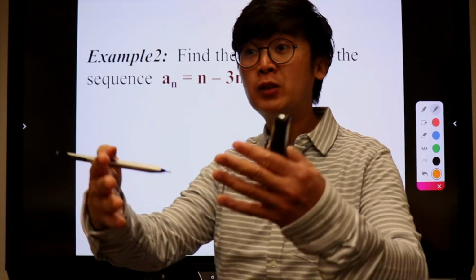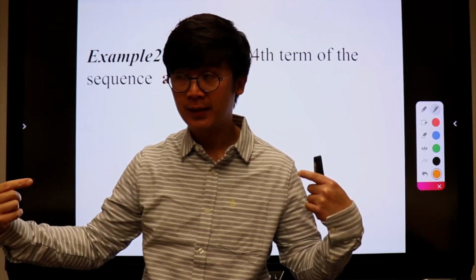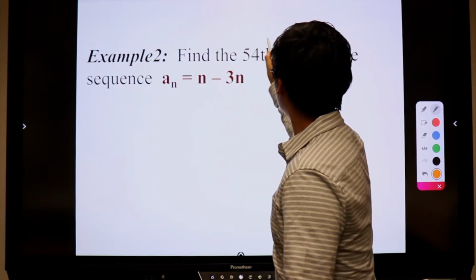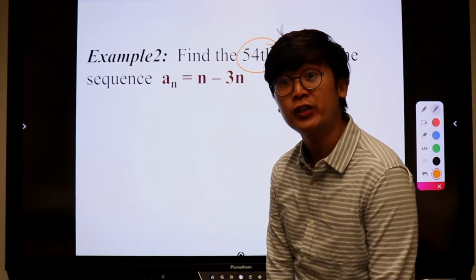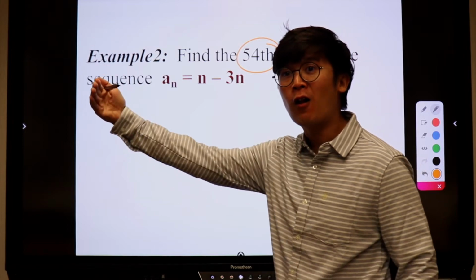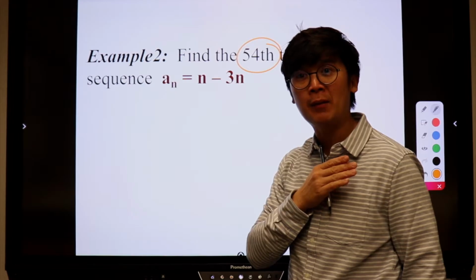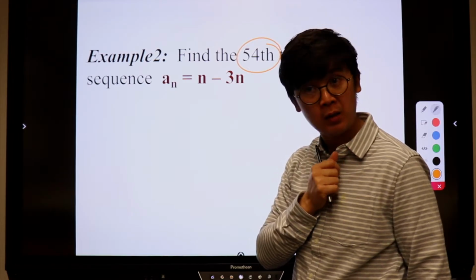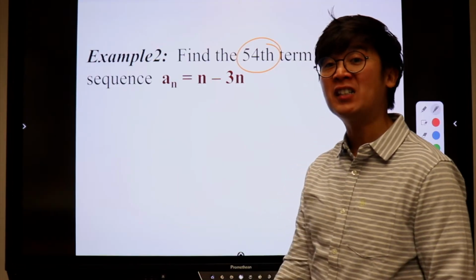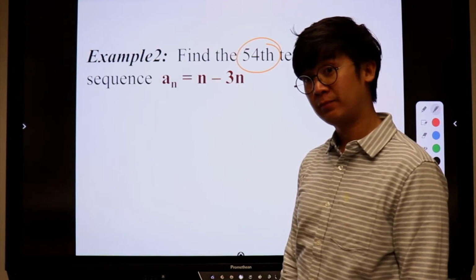Now, we're able to produce the first 5 terms from the first 2 examples, right? Now, what if the question is, find the 54th term? Does that mean you need to write down all the terms from the first term up until the 54th term to be able to answer this problem? No. So what mathematical strategy are you going to use so you can answer the question?